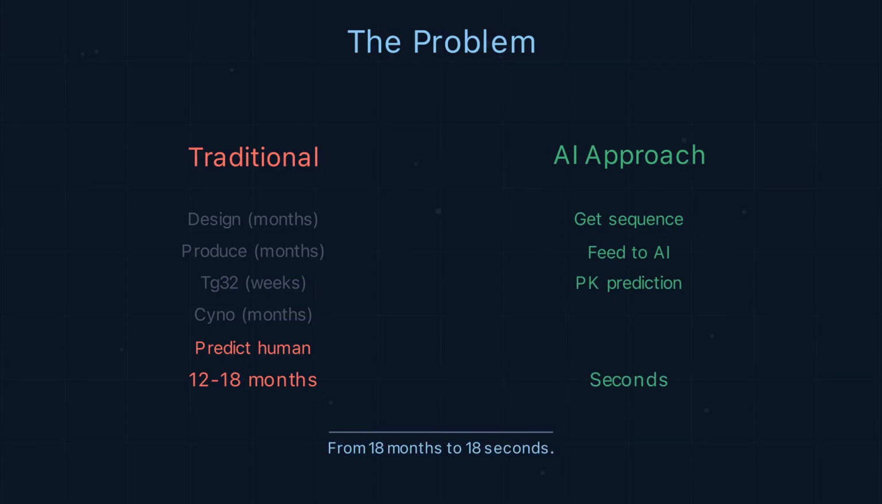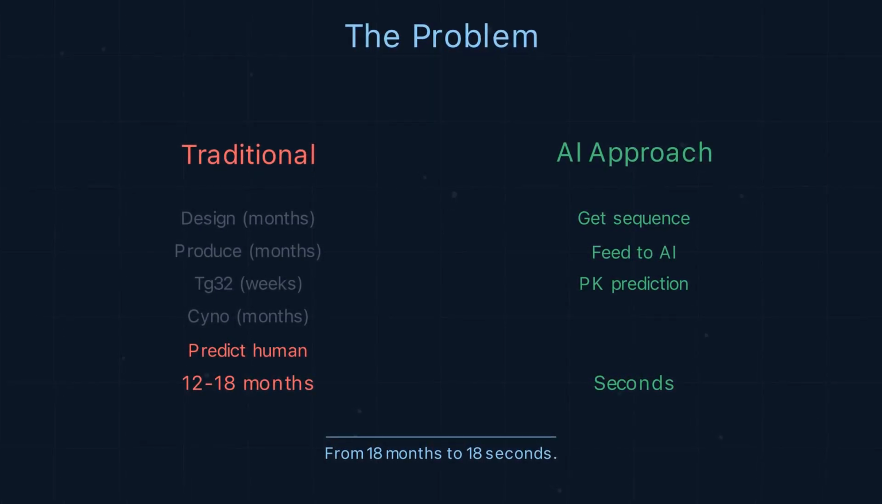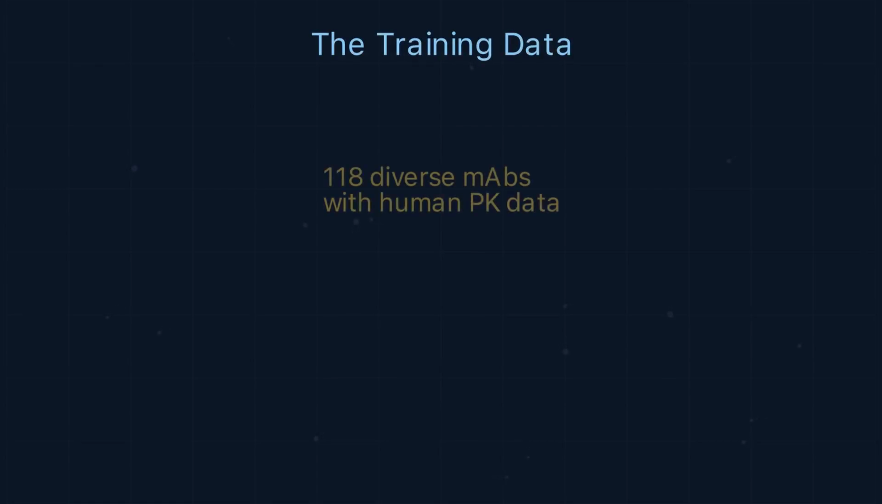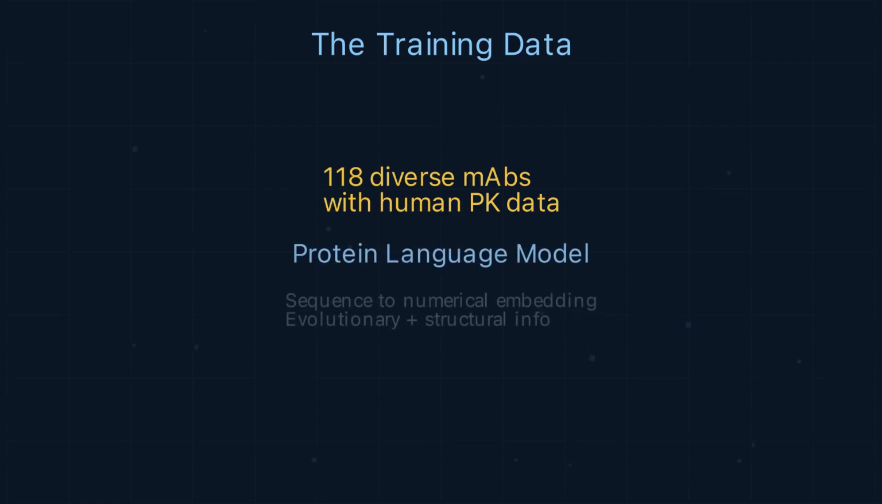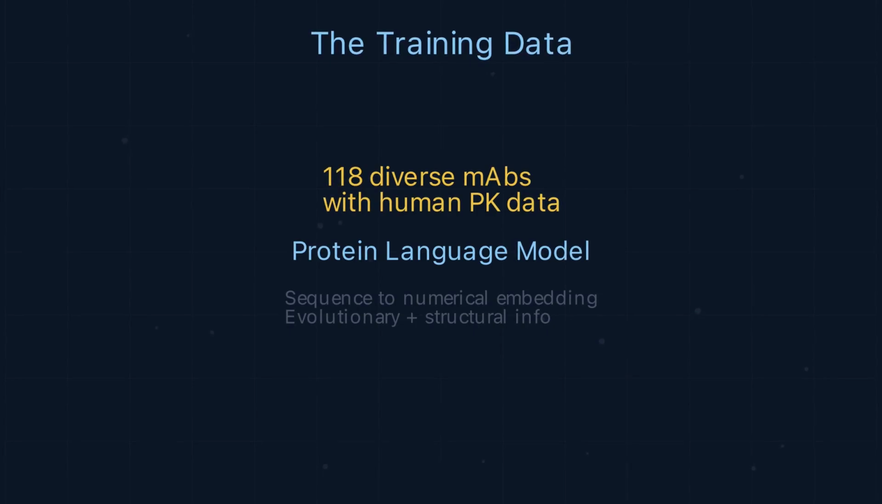But the amino acid sequence is known at the design stage, before a single molecule is manufactured. If the sequence contains enough information to predict PK, you could screen thousands of candidates in seconds. The researchers compiled a dataset of 118 diverse monoclonal antibodies with measured pharmacokinetic parameters in humans. For each mAb, they extracted two types of features from the amino acid sequence.